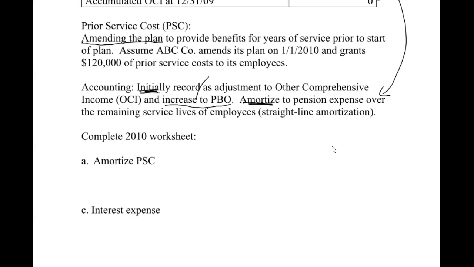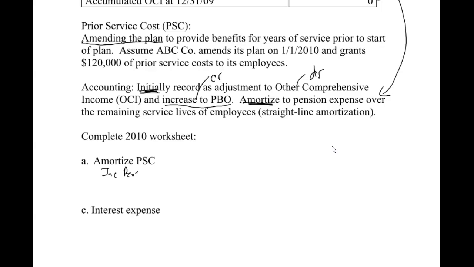So increase the PBO. So that's going to be our credit to the PBO. And then we're going to have a debit to other comprehensive income. We'll see that when we do the worksheet. All right, the amortization of it is going to increase pension expense.